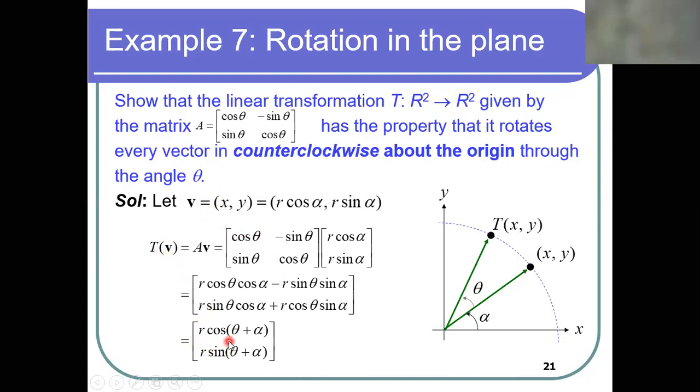What does it mean? Basically, it translates your position, which is initially over here, so that the angle theta is added to alpha. Here it is not a plain addition, but after applying T, which is A into V, theta is added to alpha. In that case, we can say this transformation rotates every vector counterclockwise about the origin through the angle theta, like this one.